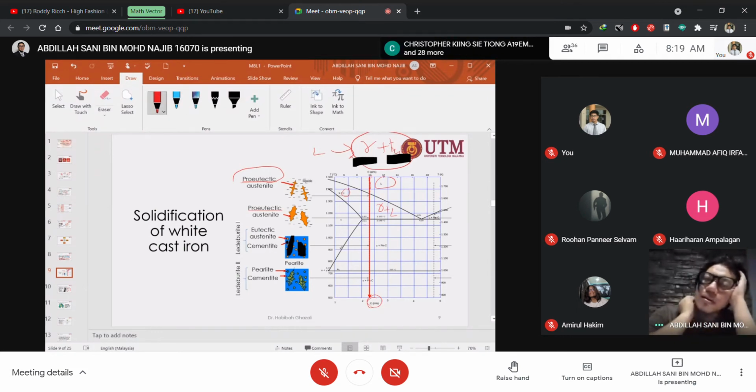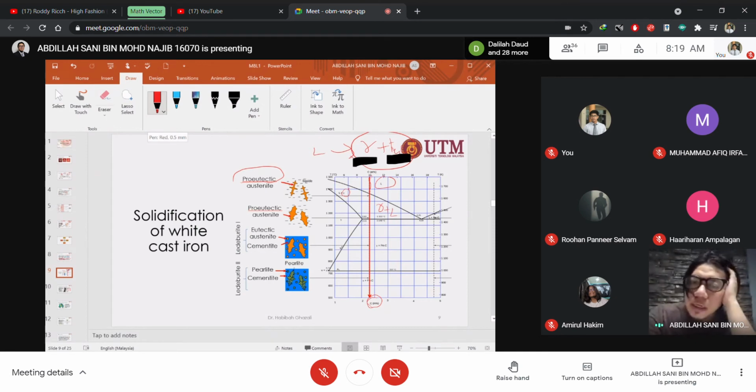So overall, it looks like this. We have the already solidified pro-eutectic austenite, and the remaining liquid will form the eutectic austenite and cementite. And if we go further below, we know that austenite is not the phase which is stable at lower temperature. We have seen that in steel.